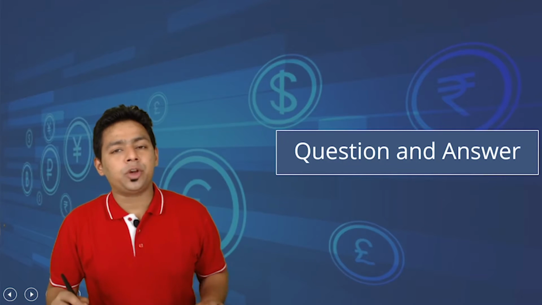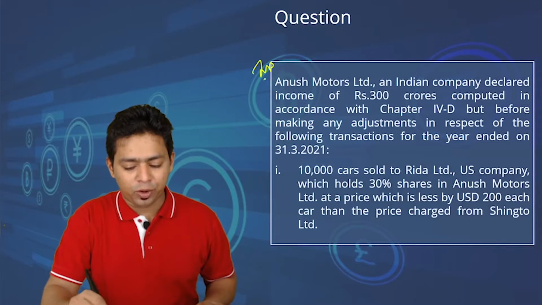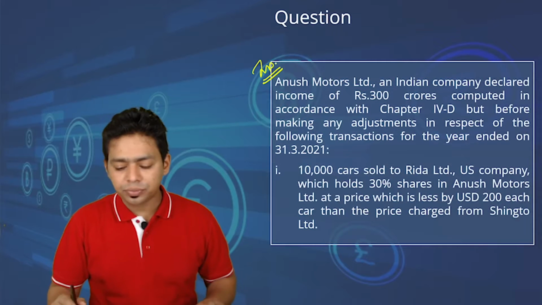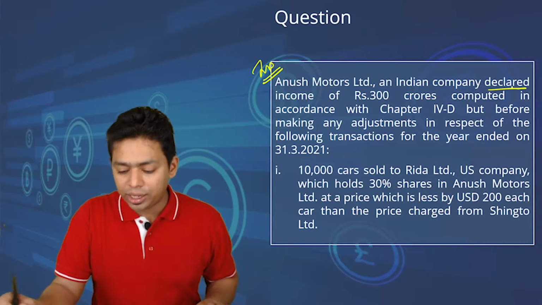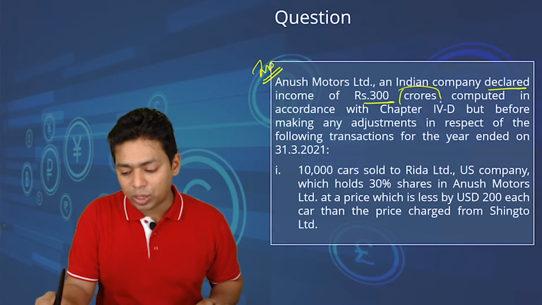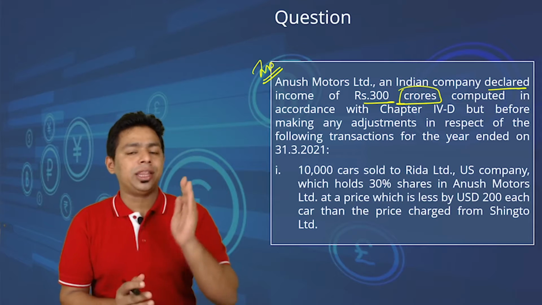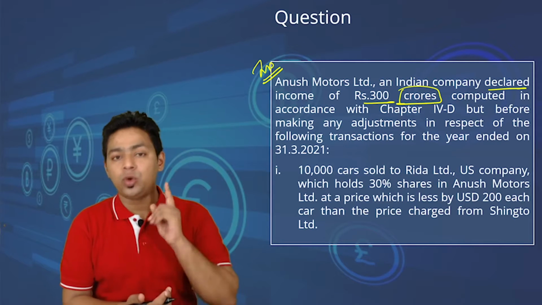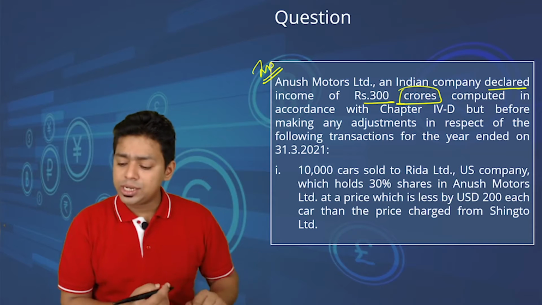So my dear friends, we are doing the question and answer on transfer pricing provisions. The next question, mark this question as a little important because so many adjustments are involved. Anush Motors Limited, an Indian company, declared income of 300 crores. Now the whole data you have to convert into crores. Please understand, they will give data in rupees and lakhs. Do not get confused. You have to convert the whole data into crores.